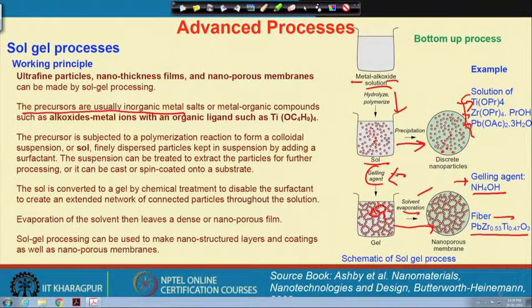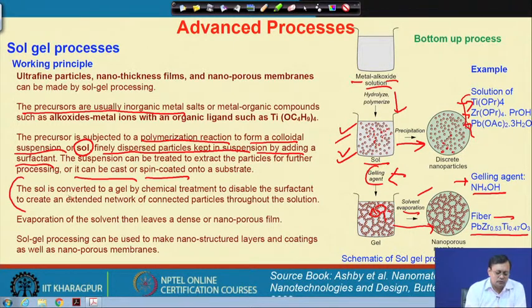So, the precursors here are subjected to a polymerization reaction. I am repeating again, this polymerization reaction is very important to form a colloidal suspension. This is actually called a sol. After polymerization, the finely dispersed particles are kept suspended by adding some surfactant, so that the particles do not form any cluster together. So, there should be individual suspended particles in a sol. So, a suspension agent should be added, or let us say some spin coating on a substrate can also be done.